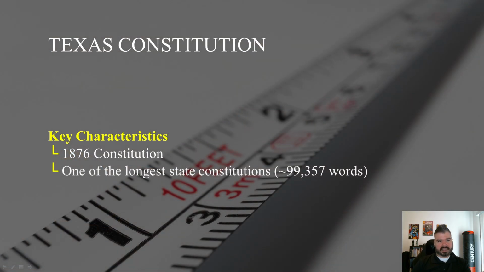Another characteristic is we possess one of the longest state constitutions in the United States. Our Constitution is approximately 99,357 words. Now, we do not possess the longest. That actually goes to Alabama. The state of Alabama and their constitution is 345,000 words long. So, good job there, Alabama.